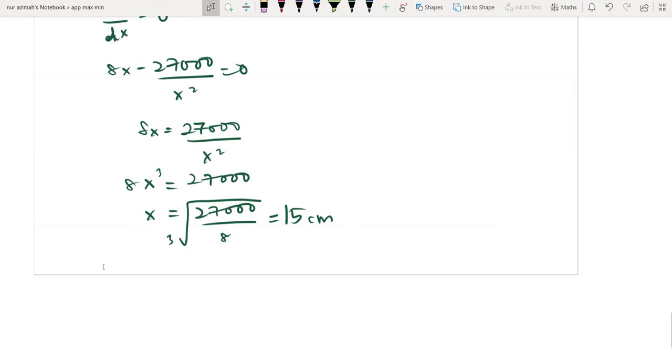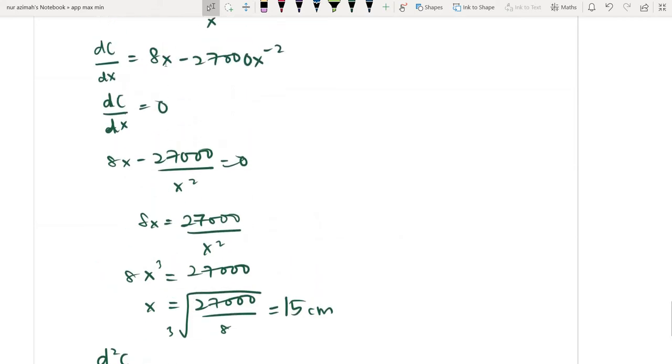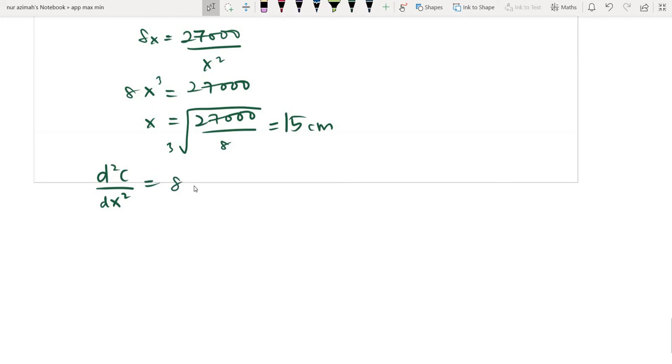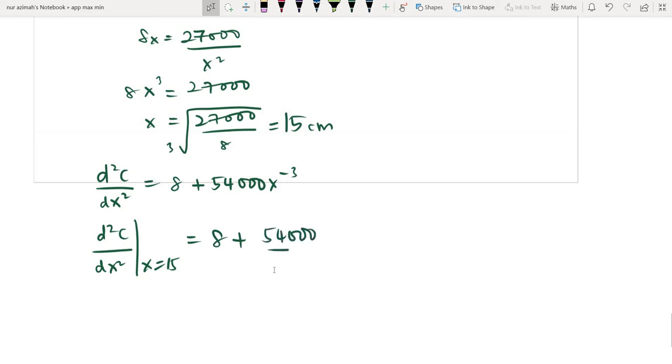Remember, although we have one value, we still need to do the second derivative test, which is d squared c over dx squared. Let's recall dc over dx that we have here: 8x minus 27,000 x power of negative 2. So the second derivative is 8 plus 54,000 x power of negative 3. Next, d squared c over dx squared when x equal to 15 is equal to 8 plus 54,000 over 15 cubed. That is 24. Okay, 24 is greater than 0. That means the cost is minimum.